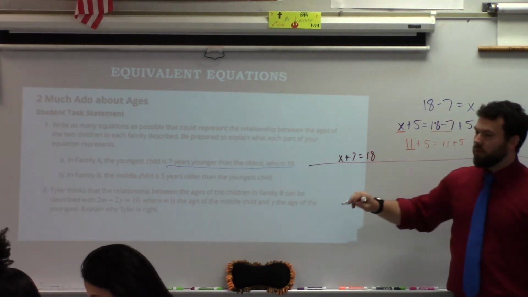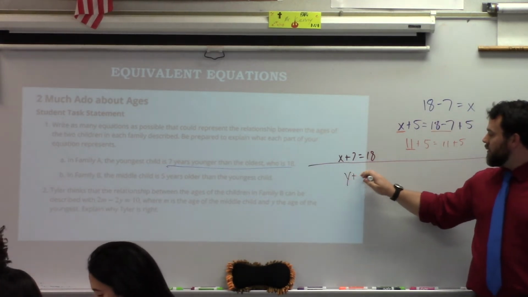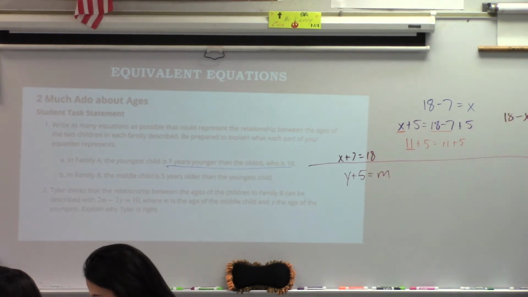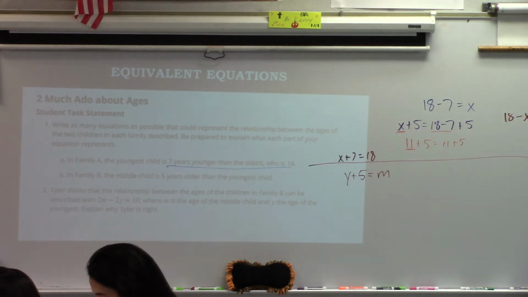All right, what about part B? Y plus 5 equals m. Interesting. Tell me why you use the y there. Because that's the youngest child. Braden, why do you think he used m on the other side? Because that's the middle child. Most of us are just saying x and y, but come on now. Use a variable that makes sense for the context. I don't even need to define those variables because it's very obvious based on the context. Otherwise, you need to define it.